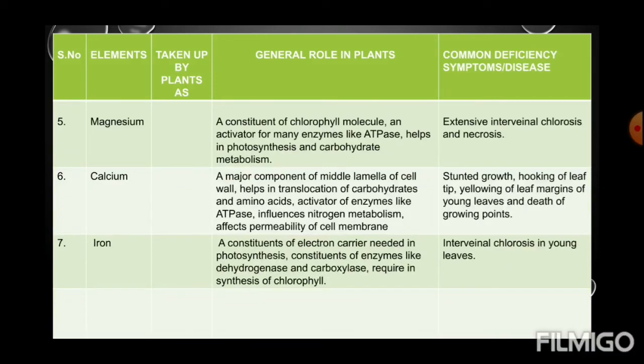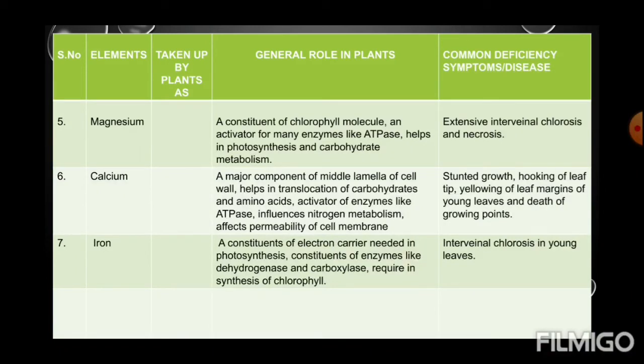Now, the deficiency of calcium will cause stunted growth and hooking of the leaf tips. Hooking of the leaf tips means they'll form a hook-like structure. Yellowing of the leaf margin, that is chlorosis, will occur, but only at the margins of the leaf. And sometimes the death of the younger leaves can also occur.